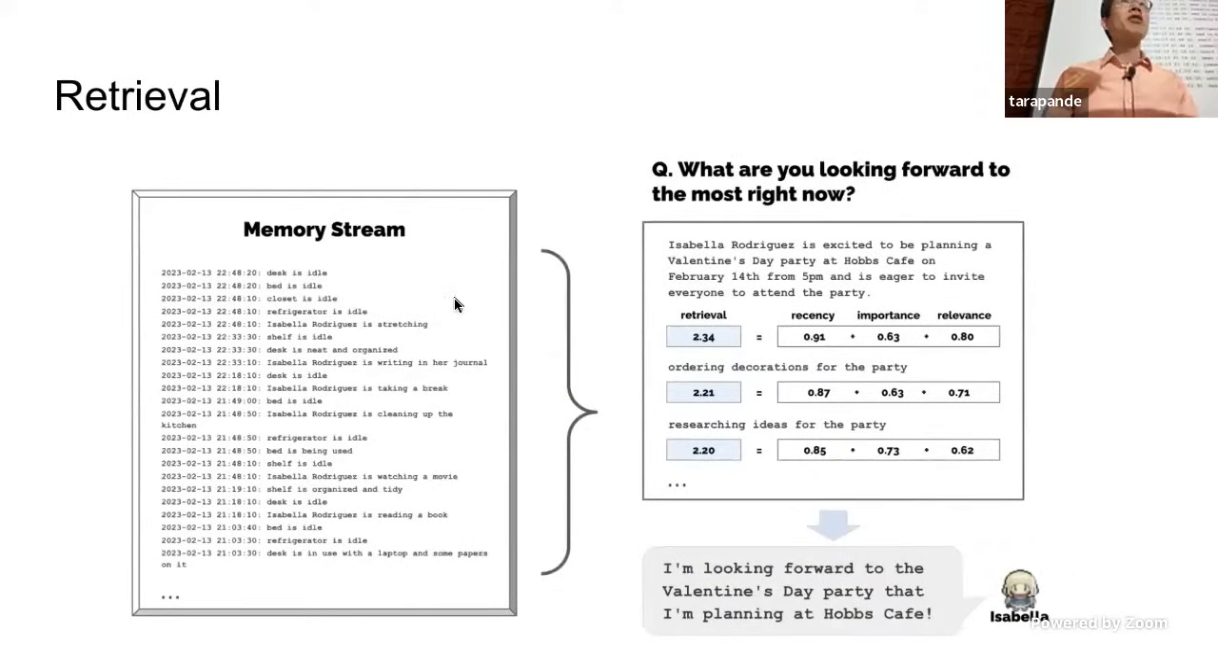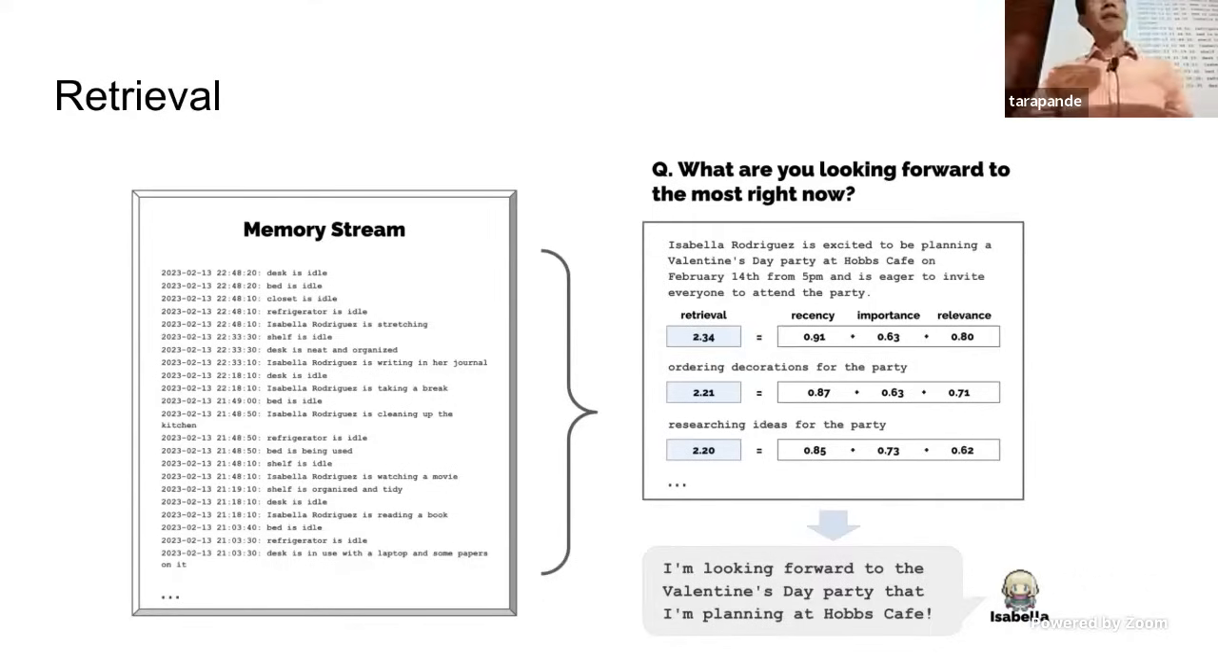So remember, the memory stream remembers everything that happens. If you think about a human, you're wandering around, most things that you experience are fairly mundane, but nonetheless, they all go into the memory stream. So the memory stream has something like "refrigerator is idle," or "desk is neat and organized." Hardly remarkable things to write home about, but you never know what you're going to need. And that's why we store everything.